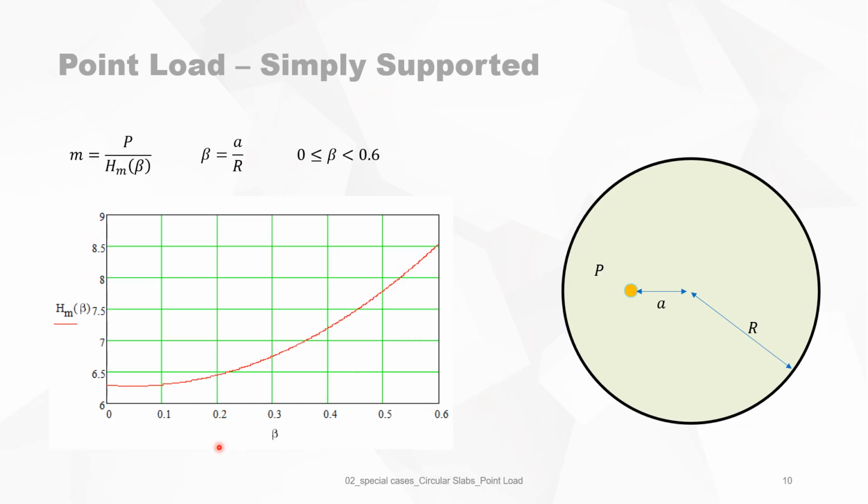So this is the summary. When you have a circular slab, simply supported on the edges, with a point load anywhere on the slab at a distance a from the center, then the maximum bending moment is the load P divided by a function h_m of beta, with beta equal to a over r, and beta is limited between 0 and 0.6. And this is then the graph of the function of beta.